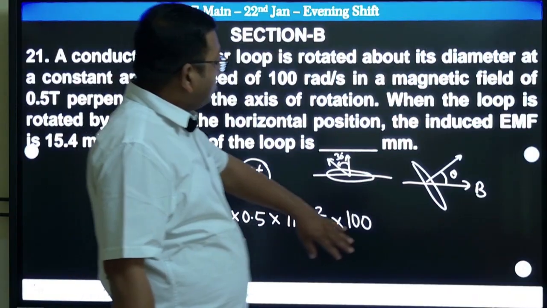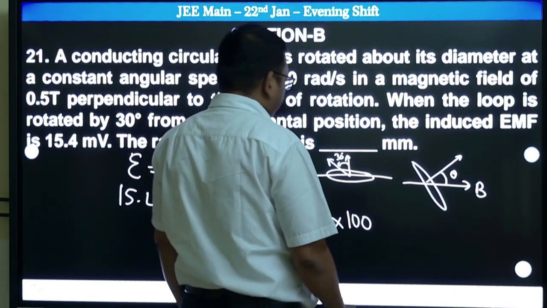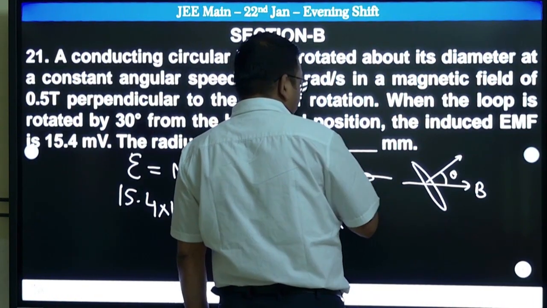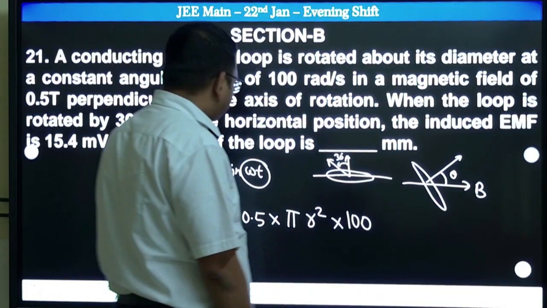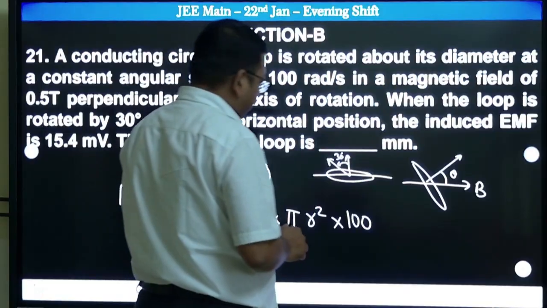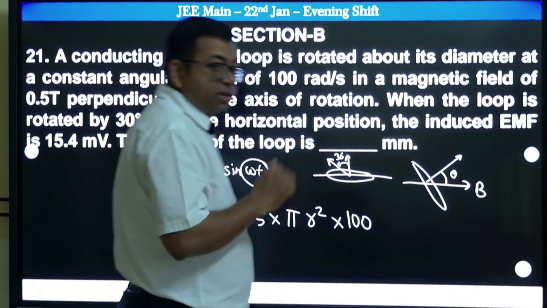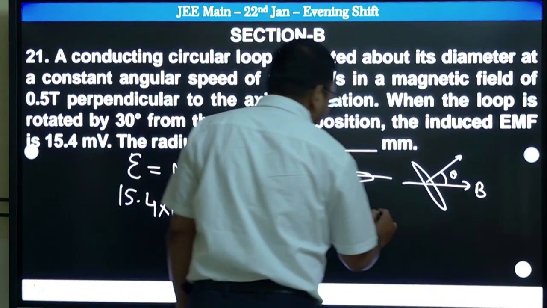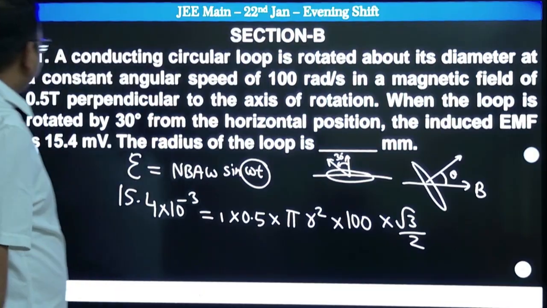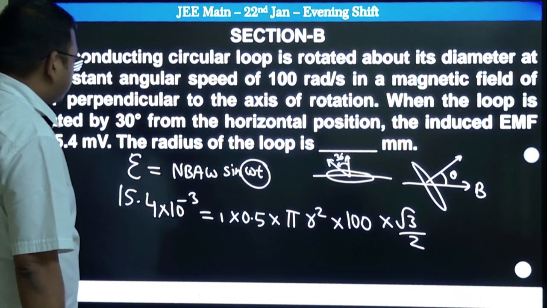So how much angle will the area vector make? Area vector you can consider this way. So it is going to make this direction. So 90 plus 30 it will be. Remember that 90 plus 30, sine 90 plus 30 you have to use. Sine 90 plus 30 will be cos 30. Cos 30 will be root 3 by 2. This is what you have to use properly. Then I think you can solve this, right?